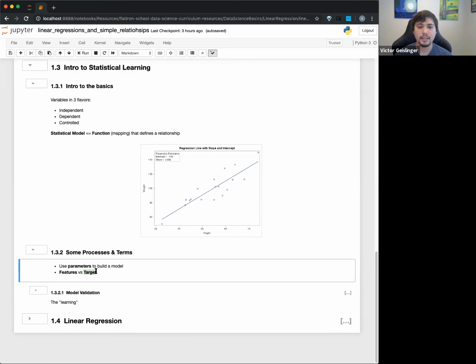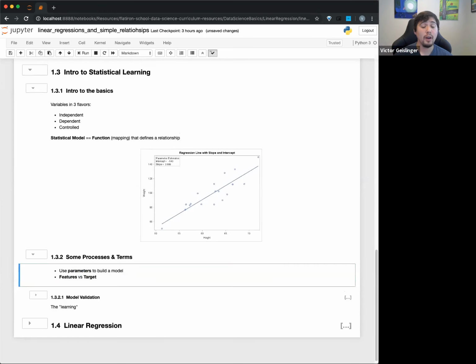So we usually want to have just one dependent variable. We might take other models and try to predict other targets, but in general, there's one target that we're trying to look for, and we have multiple features. In this case, there's only one feature, the height, and then one target, which is the weight. And again, parameter is just another way of saying, what are the things we're going to use to build this model? And this depends on what kind of model you're building.